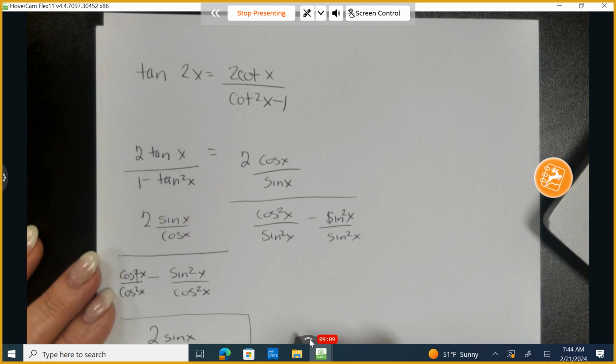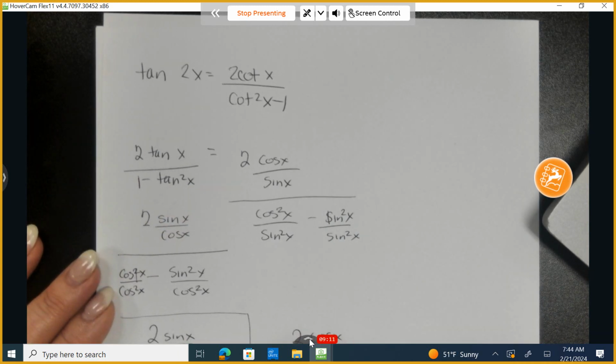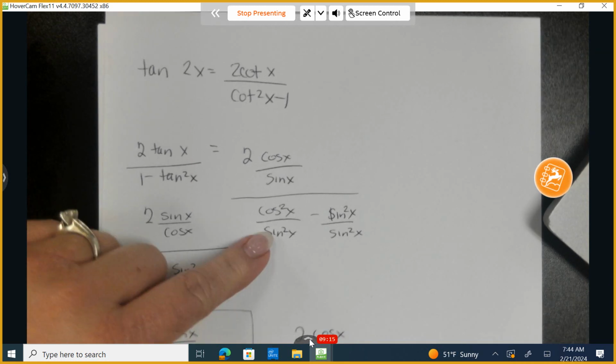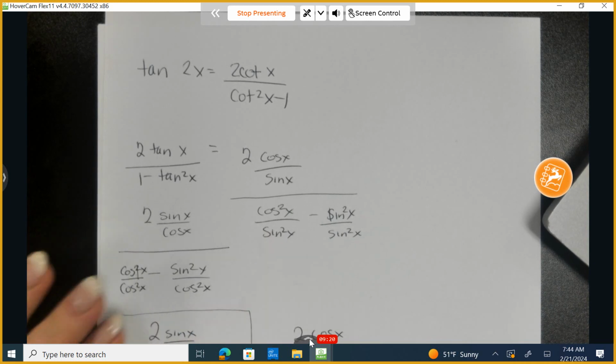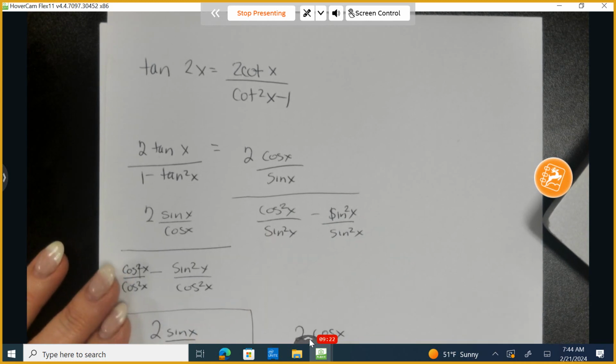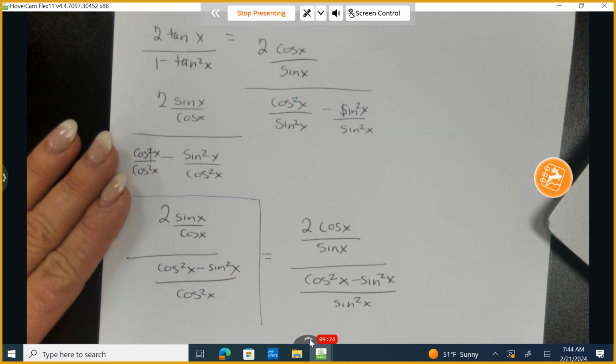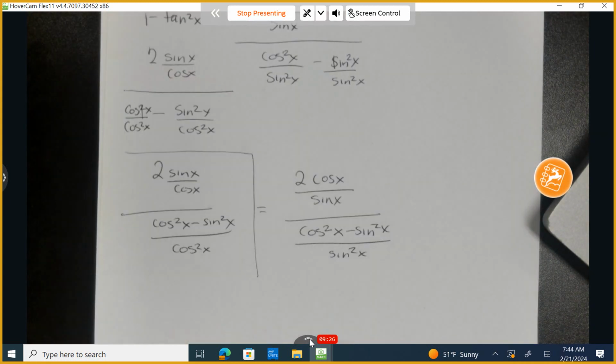Now I'm going to rewrite this. I have 2 cosine of x over sine of x divided by cosine squared x minus sine squared x divided by sine squared. I'm going to give you a chance to get caught up. I've done the left side and the right side right now.